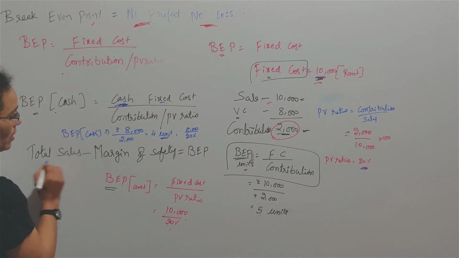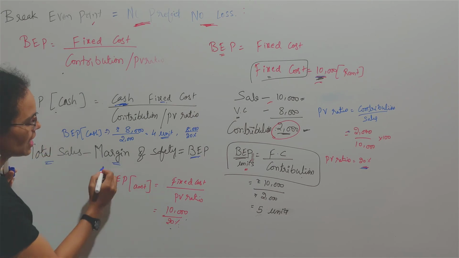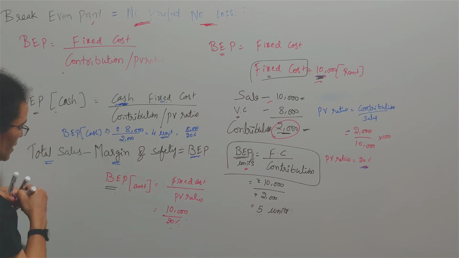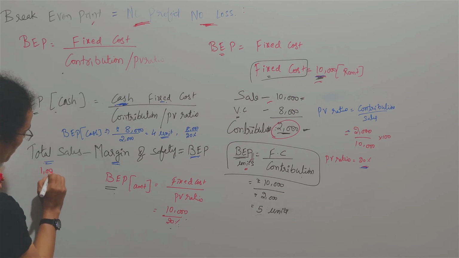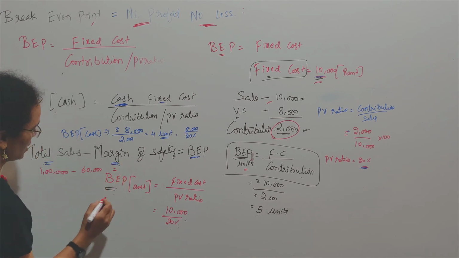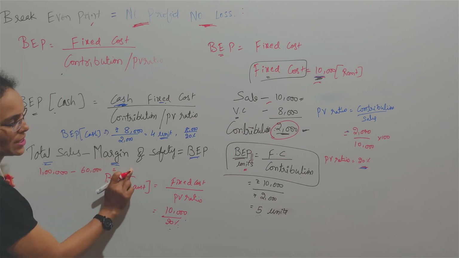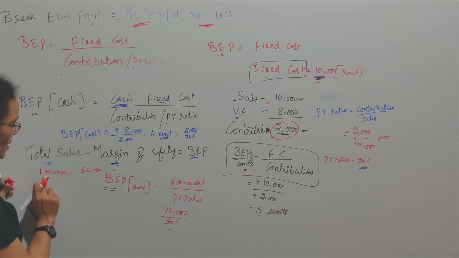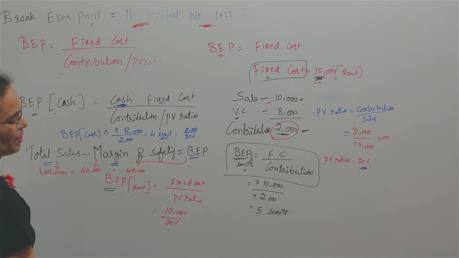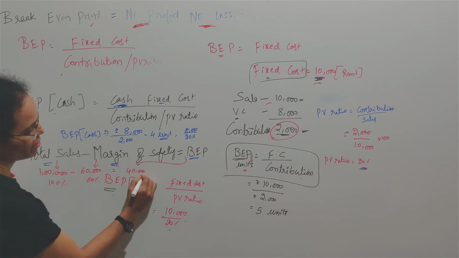Next thing, break-even sales. The other formula is total sales minus margin of safety. What is margin of safety? We will see in the next class. Let's assume our total sales are 1 lakh rupees and margin of safety sales are 60,000. We have a separate class for margin of safety, you can watch it. If in the examination they give the total sales and the margin of safety sales, then you can get your break-even sales. Total sales is 1 lakh, and the difference, 40,000, is your break-even sales. If it is given in terms of percentage, this will be 100%, this will be 60%, and this will be 40%.